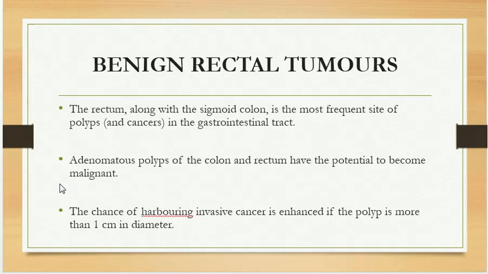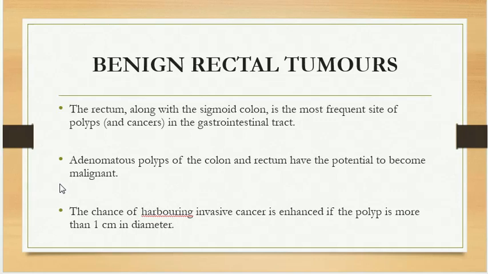Adenomatous polyps of the colon and rectum have the potential to become malignant. Again, keep in mind, adenomatous is something which has to be highlighted. The chance of developing invasive cancer in these patients is enhanced if the polyp is more than 1 centimeter in size. So if the size of these adenomatous polyps is more than 1 centimeter, the chance of developing invasive cancer is more. So the size is important in these cases.